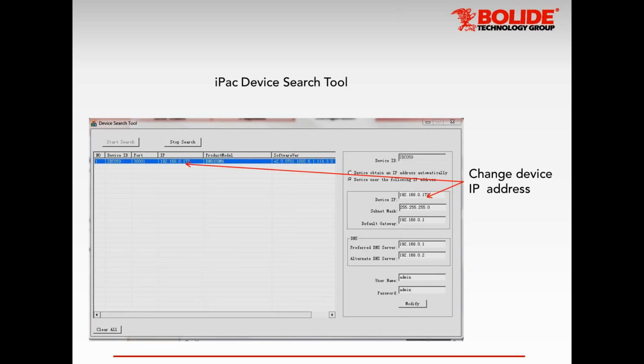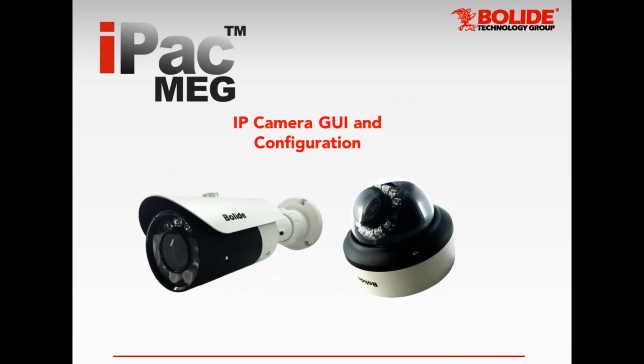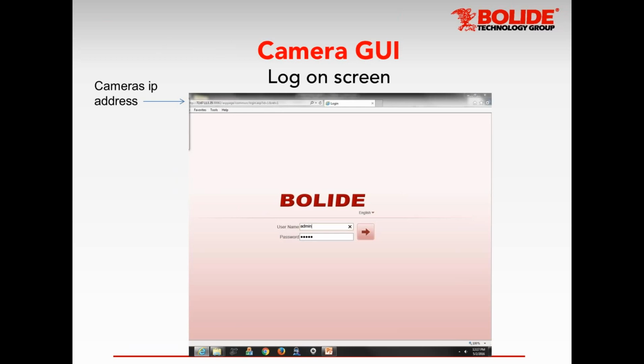So now we know the camera's IP is listed there. Now I can take that address and put it into my address bar in your browser. Any browser. Our new interface will work on any browser. And you get a login screen, as you can see here. By default, it's admin and admin, password and username always.